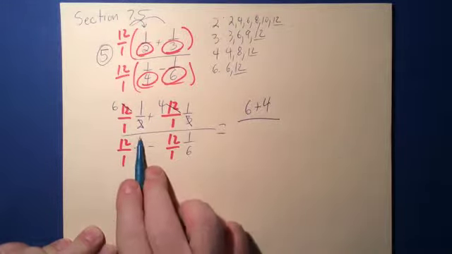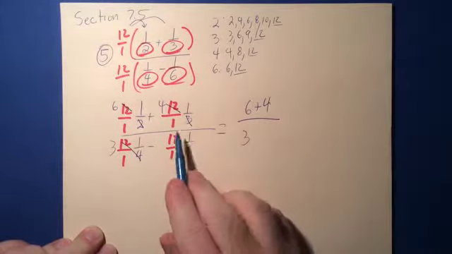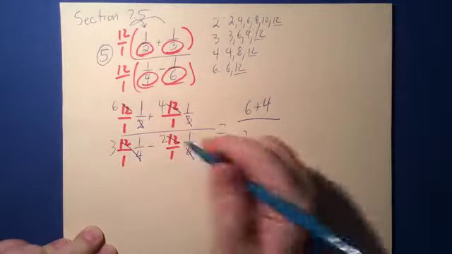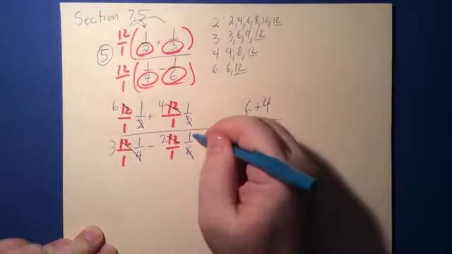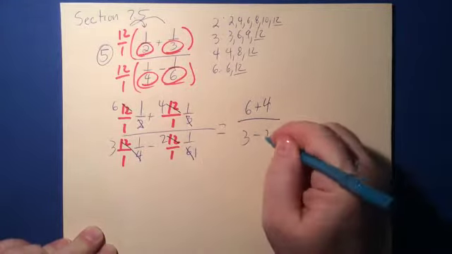1 times 4 is 4. 12 divided by 4 is going to give us 3. Here we have 12 over 6. 6 goes into 12 2 times. 2 times 1 is 2. 1 times 1 is 1. So this is going to be minus 2.